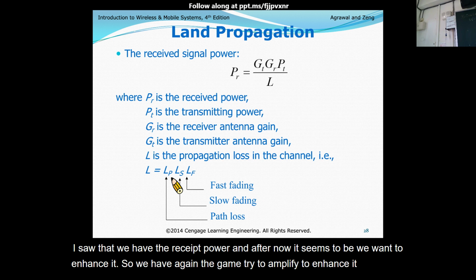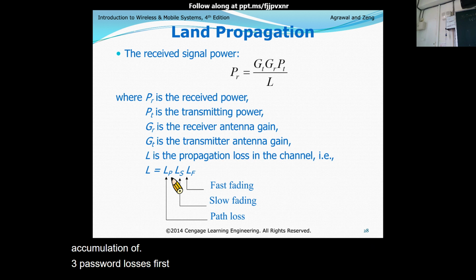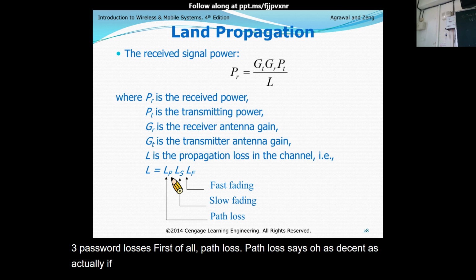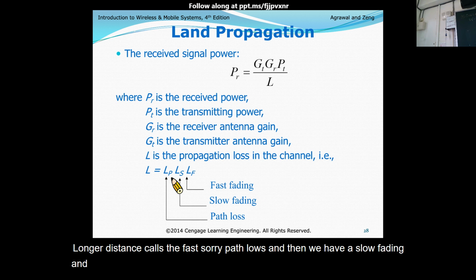But not only gain; in fact, we have a loss. So actually, we have L. In L here, we have the accumulation of 3 possible losses. First of all, path loss. Path loss says that if we move, a longer distance causes path loss. And then we have slow fading and fast fading. These cause loss as well.